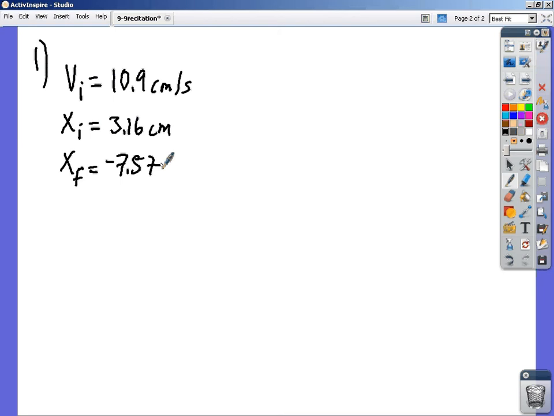963 seconds. But basically the problem says there's an object moving at this speed initially, its position is this initially, 0.963 seconds later it's at this position. What is the acceleration of this object? Okay, so what you would basically do is you'd look at those 6 equations and try to figure out which one has this, and this, and this one.